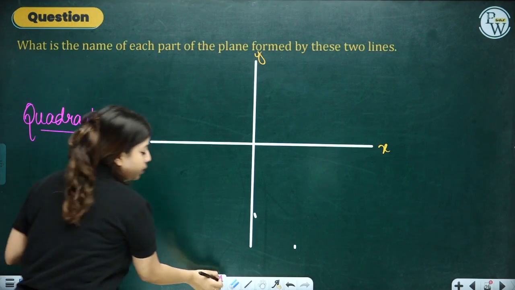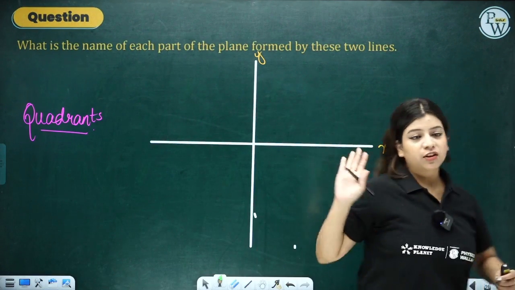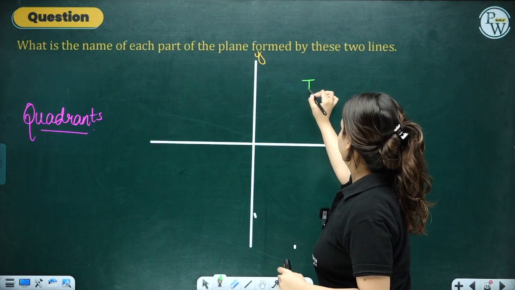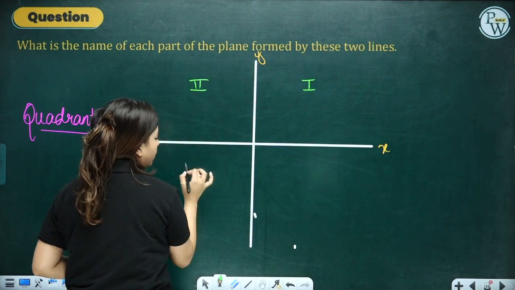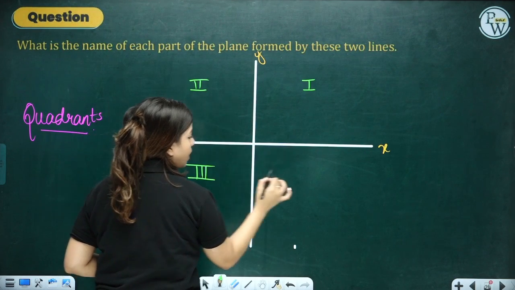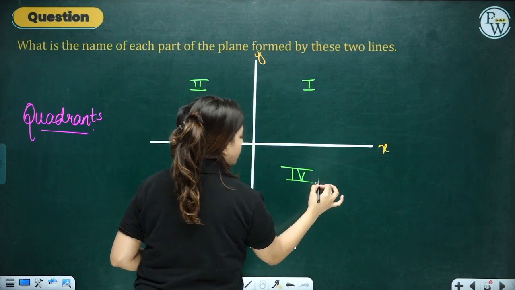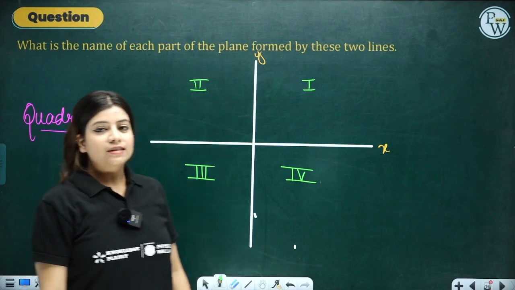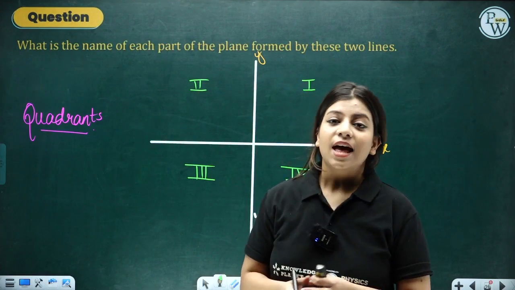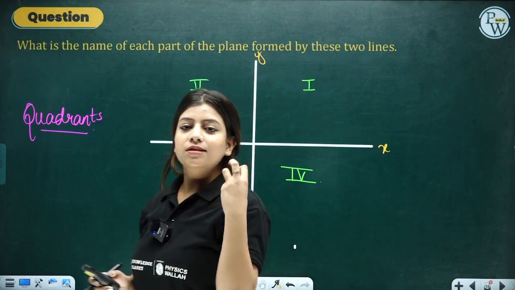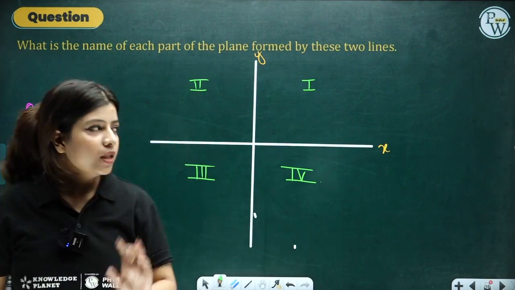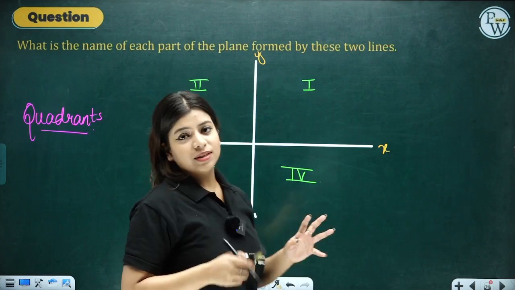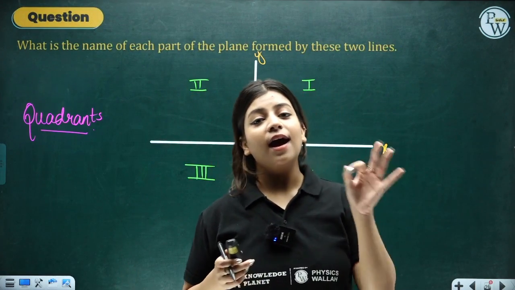Right? These are known as your quadrants. So the very first, this one is known as your first quadrant, students. This one is known as your second quadrant. This one is known as your third quadrant. And this one is known as your fourth quadrant. So these are the different quadrants that we have when these two axes intersect each other and split the plane into 4 parts, right?